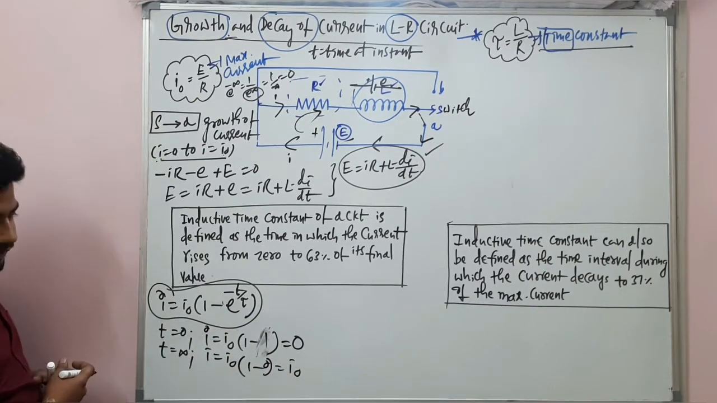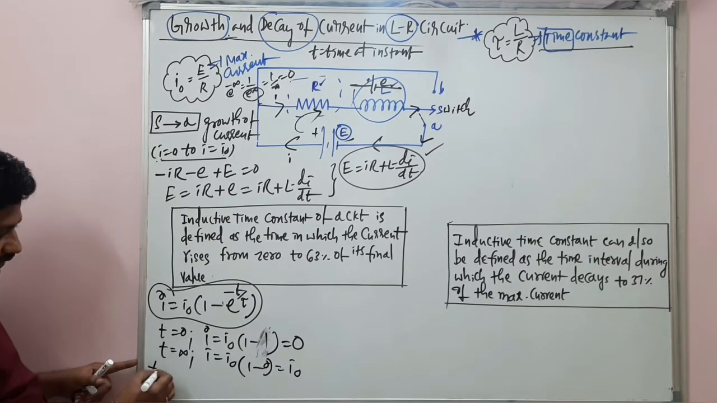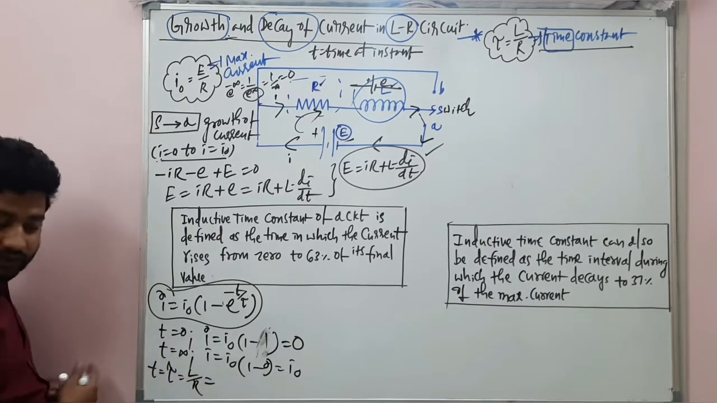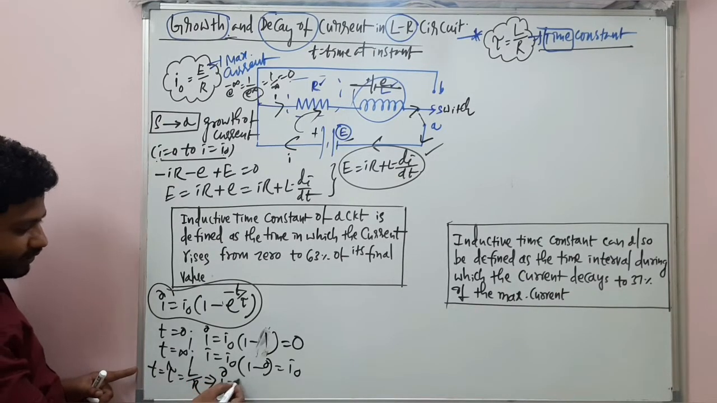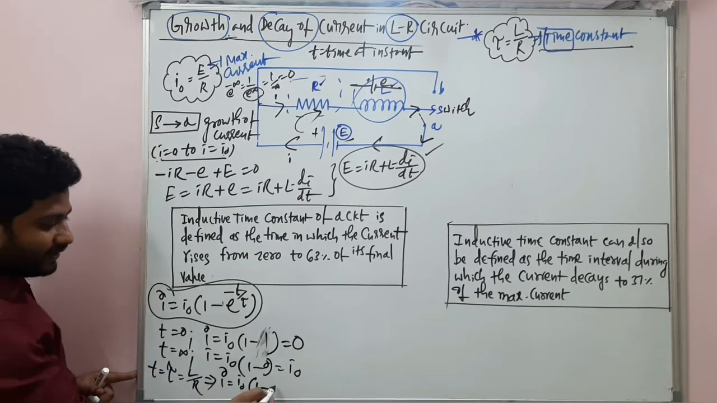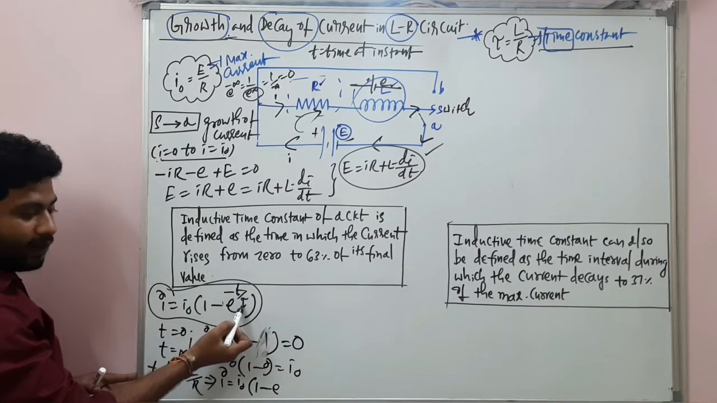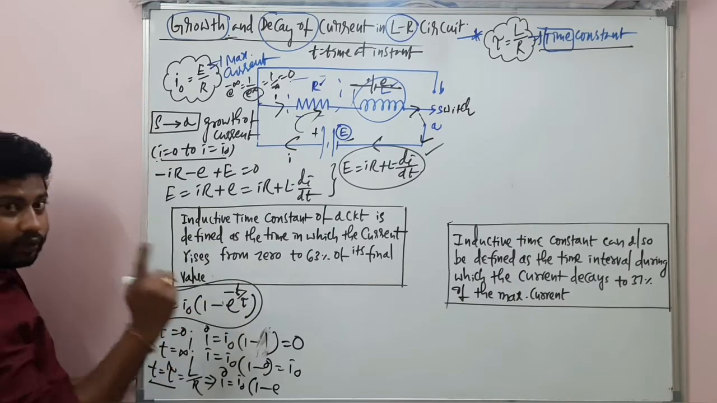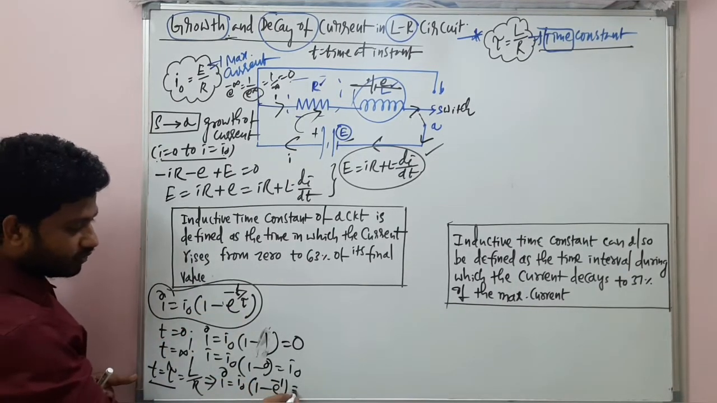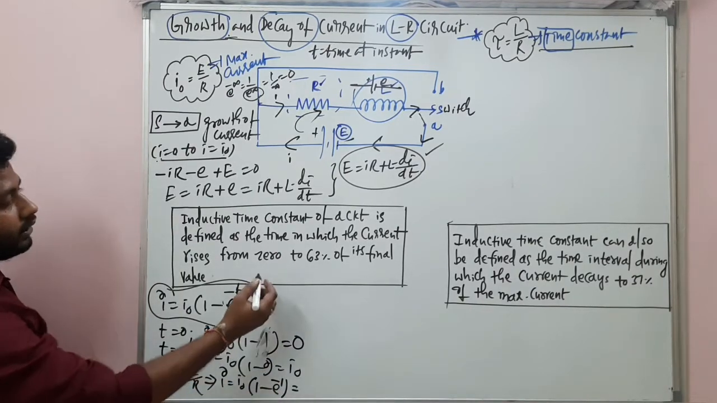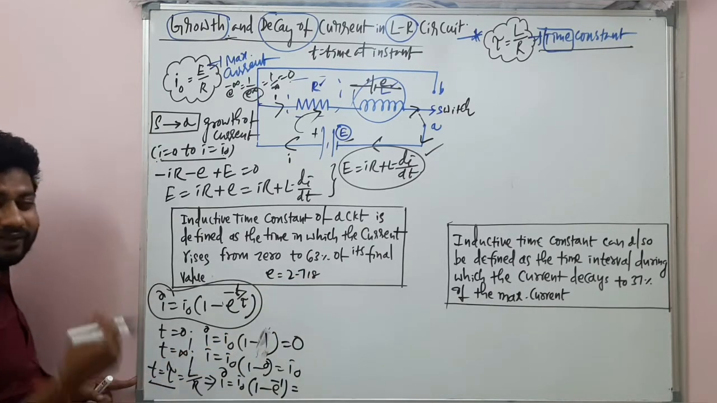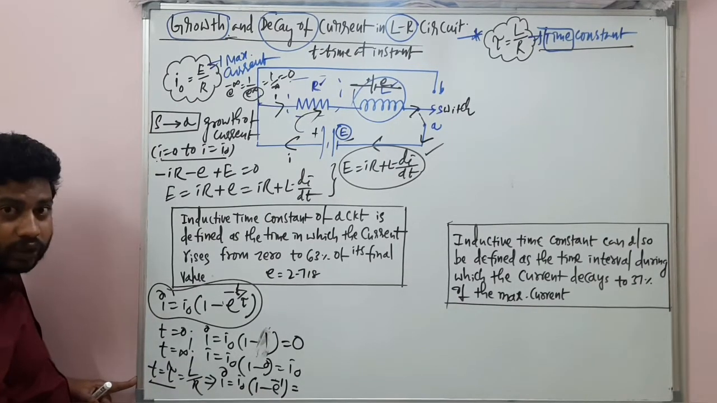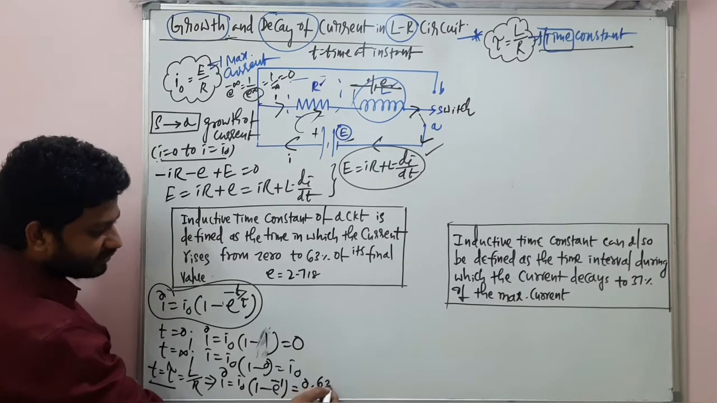Okay. And the most important part, I'll tell you, my dear students, comes here. So when t is equal to tau, which is equal to L by R, carefully see. I is equal to I naught into 1 minus e to the power minus tau by tau. T is tau, right? This is time constant. Minus tau by tau, it's minus 1. So e to the power minus 1. Generally, the e value, exponential value, is 2.718. So here 1 minus 1 by 2.718. Okay, so this I can write as 0.63 times of I naught.